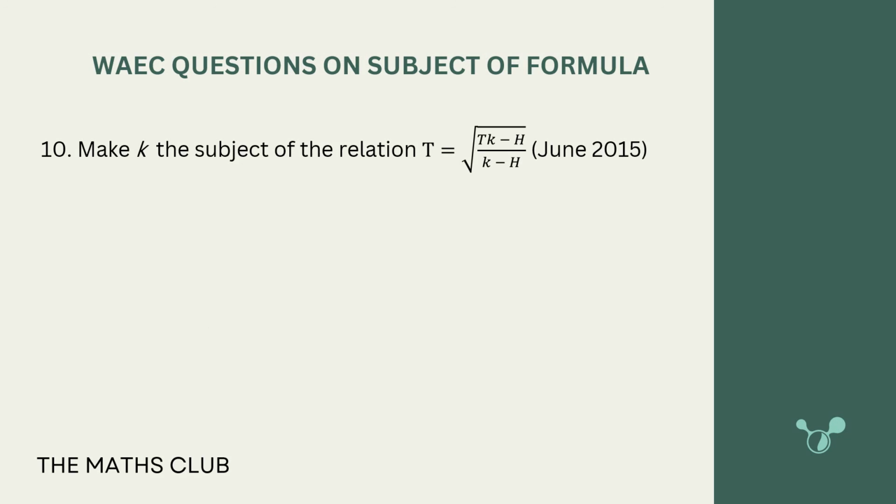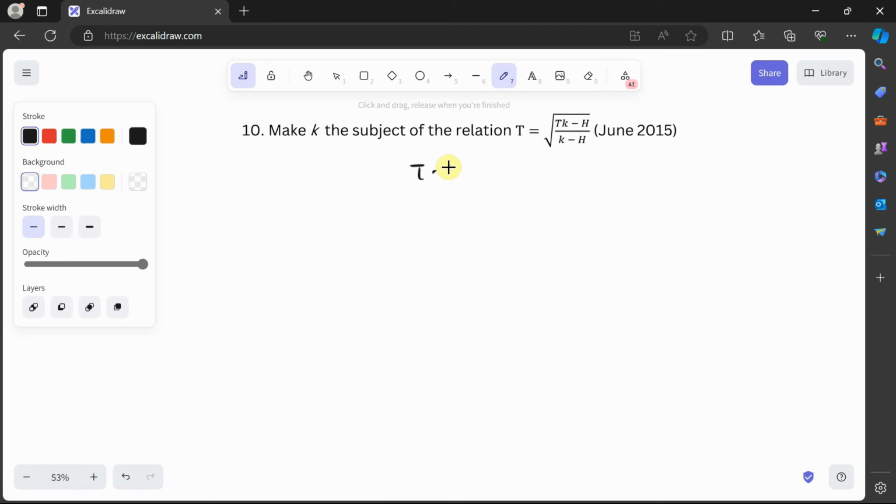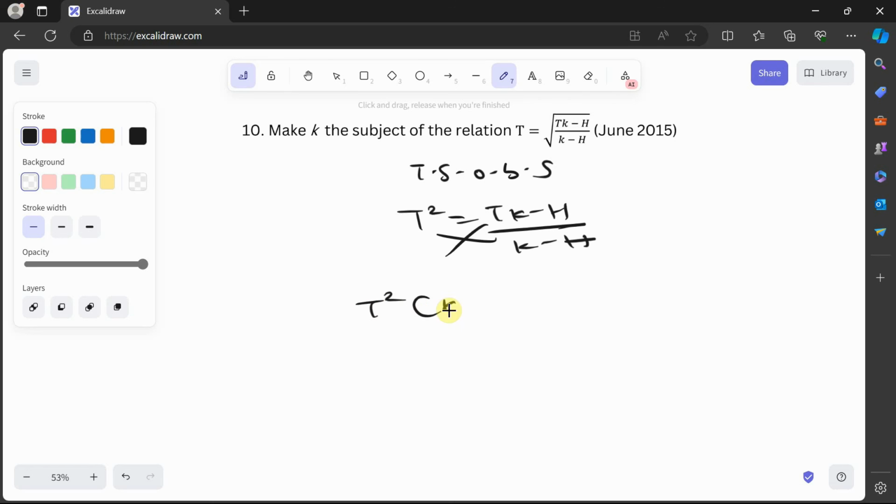Welcome back. Let's solve it together. So the first thing that I'll do is take the square of both sides, right? So this T squared is equal to TK minus H all over K minus H. Then I'll cross multiply. So that will be T squared open brackets K minus H is equal to TK minus H. As you can see, there are two K's, so I have to expand the bracket. That will be T squared K minus T squared H is equal to TK minus H.